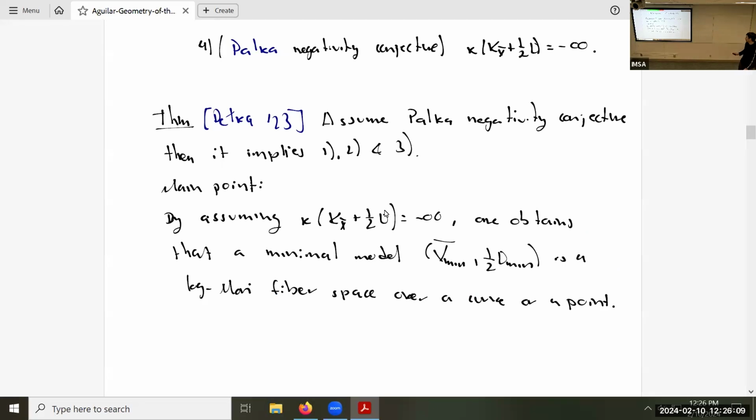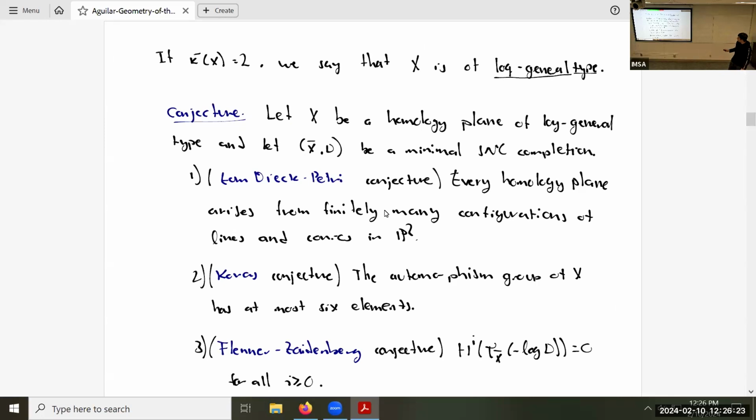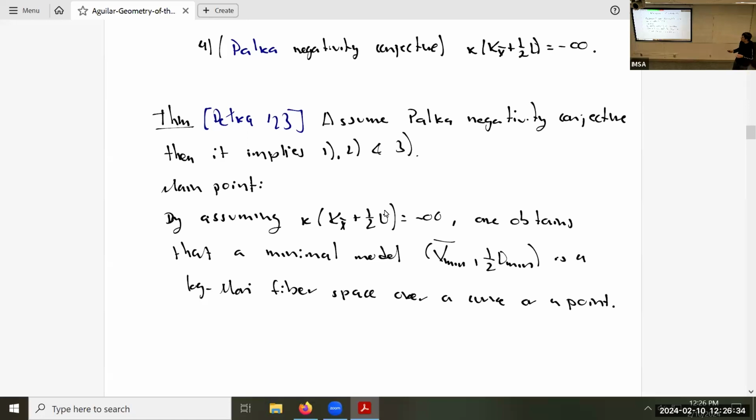And so the theorem of Tomasz Pelka, published last year, is that if you assume this Falca negativity conjecture, then all the other conjectures are true. So he classified all the homology planes, all the possible configurations of lines and conics in P2 that can give rise to homology planes. So that's the meaning of "they are conjecturally classified."